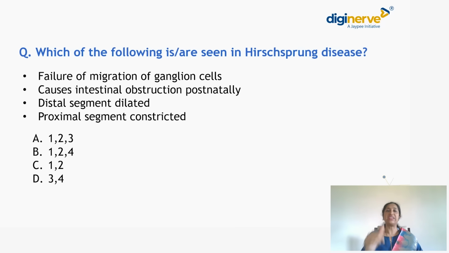The first option, yes. Hirschsprung's is the failure of migration of ganglion cells to form the Meissner's and the myenteric plexus. Correct. Two, it causes intestinal obstruction postnatally. Absolutely right. It does cause intestinal obstruction postnatally. So the correct answers are 1 and 2. 3 and 4 are wrong. So among A, B, C, D, which shows the correct 1 and 2 options? It's option C. So the correct answer is C.